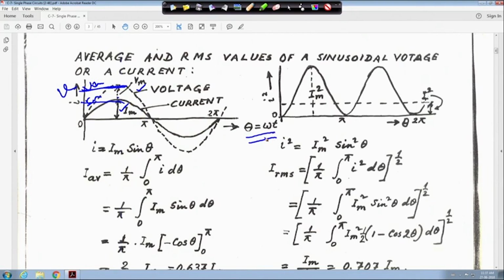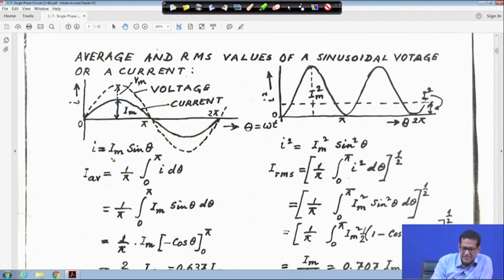So, I is equal to Im sin theta, and this is 0. We will take the average value over a half cycle. This can be written as I average is equal to 1 upon pi, integral 0 to pi of I d theta, because we take only this portion over a half cycle. So the limit should be 0 to pi, divided by the base, that is pi.